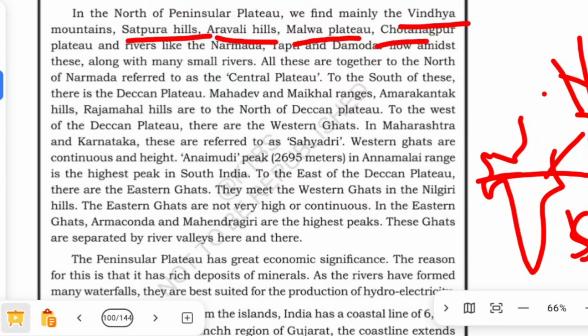There are the north of Deccan Plateau to the west of the Deccan Plateau. There are Western Ghats in Maharashtra and Karnataka. This is called the Sahyadri. They may be asking you about Maharashtra and Karnataka, so what will they be called? Anaimudi Peak is the highest. Annamalai range is the highest peak in the south. Now just try to understand, in the Annamalai range Anaimudi, 2696 meters, is the highest peak. So this is about the Peninsular Plateau.